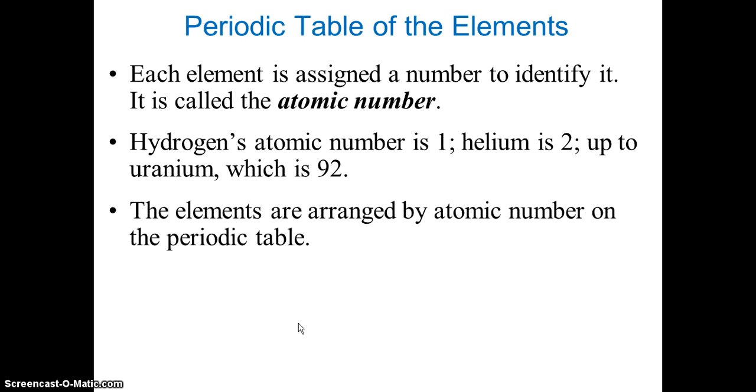Now each element is assigned a number to identify it. It is called the atomic number. Hydrogen's atomic number is 1, helium is 2, as you can see in the periodic table, and uranium is 92. Elements are arranged by increasing atomic number on the periodic table.